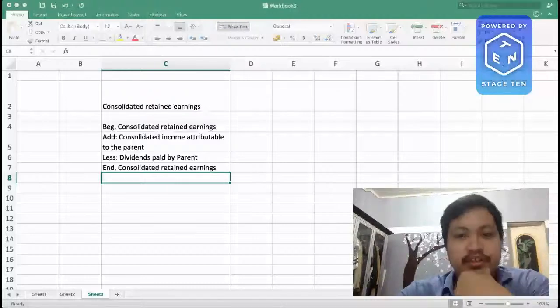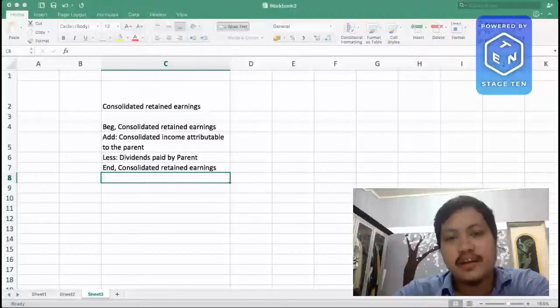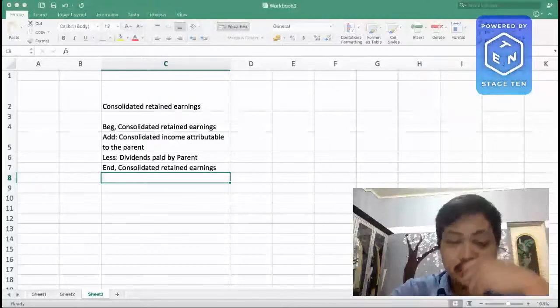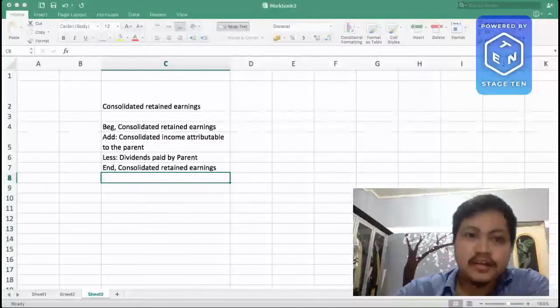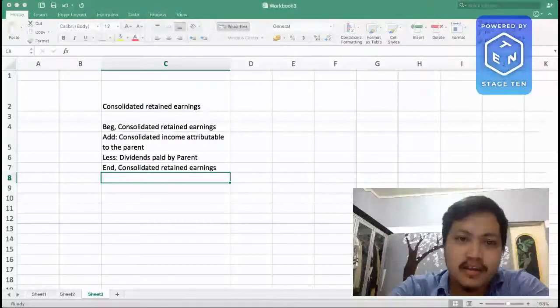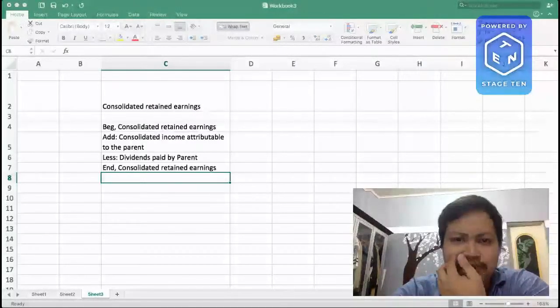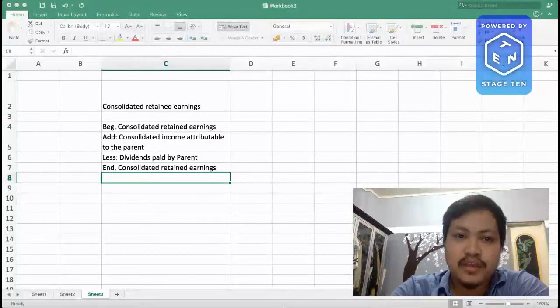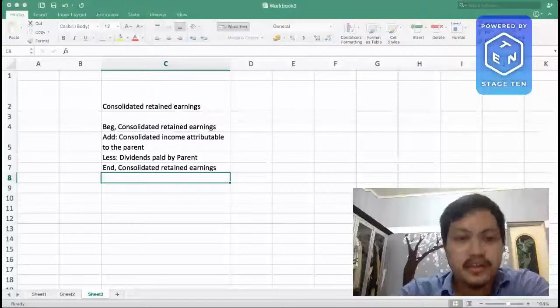Okay, so we will just need the beginning consolidated retained earnings, and as I've mentioned before, the beginning consolidated retained earnings would just be the retained earnings of the parent at the date of acquisition. Then add the consolidated income attributable to the parent and deduct the dividends paid by the parent. This deduction, class, is not unique in business combination. Just remember that every time an entity declares dividends, it will be charging it against its own retained earnings.